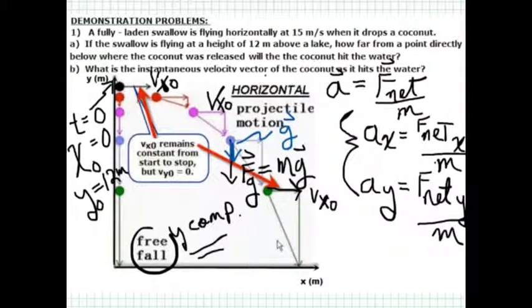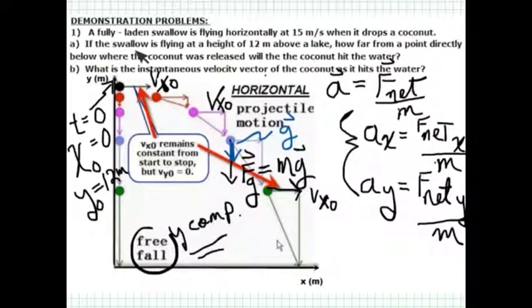Demonstration problem 1 on the horizontal projectiles section of the group work quiz for chapter 3. The problem is: a fully laden swallow is flying horizontally at 15 meters per second when it drops a coconut.